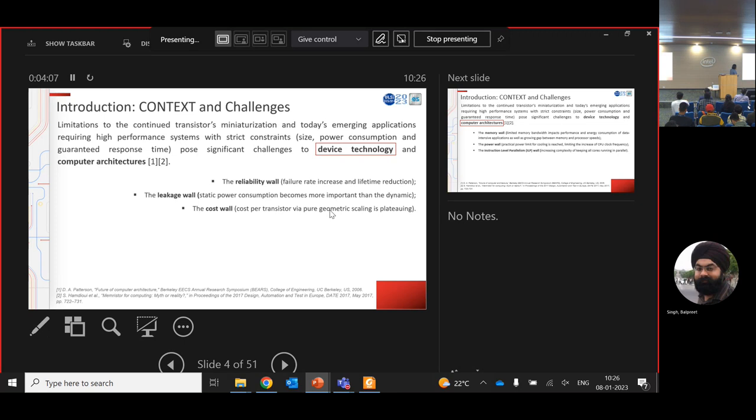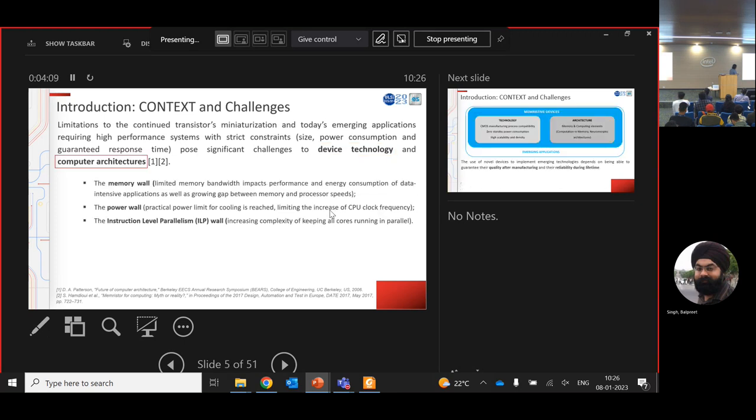When you think about computer architectures, we have these three walls: the memory wall that Moritz already mentioned, the power wall, and the instruction level parallelism wall. Basically, the main advantage of these novel devices is that they are going to address this memory wall. We are going to eliminate this communication between the processing units and the memory during the operation.